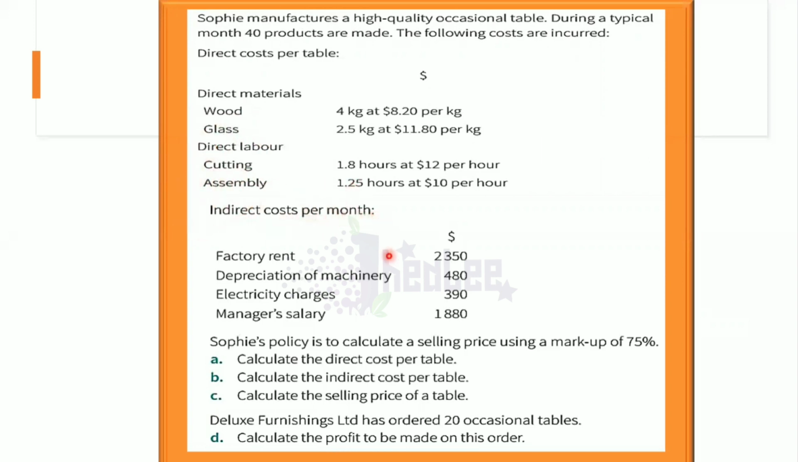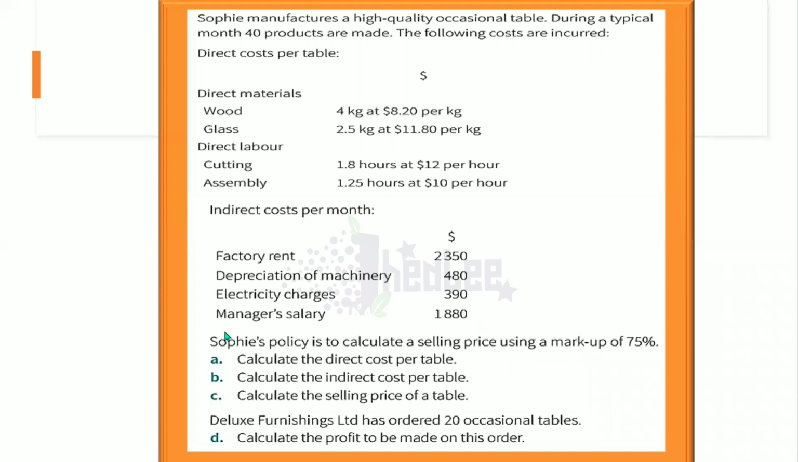The indirect cost per month is factory rent, $2,350. Depreciation of machinery, $480. Electricity charges, $390, and the manager's salary is $1,180. And these costs that you're looking at, your indirect costs, those are your overheads. You're required to calculate the direct cost per table, calculate the indirect cost per table, and calculate the selling price of a table. And your final thing is that you are to calculate the profit to be made on the order if Sophie is to take up that order from Deluxe Furnishing Limited of 20 occasional tables.